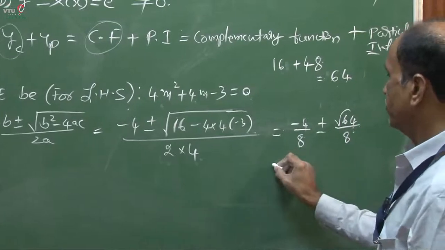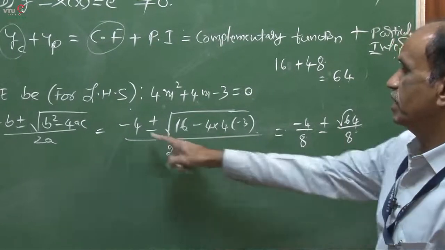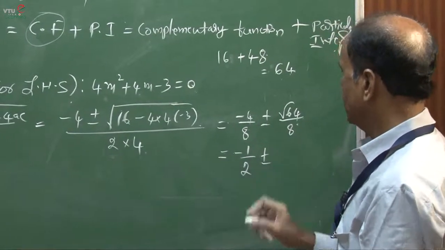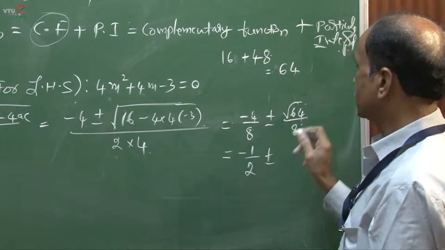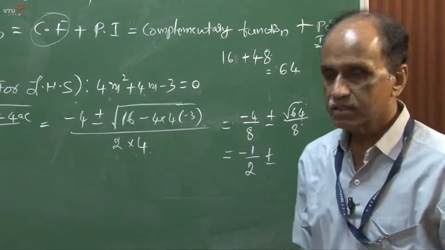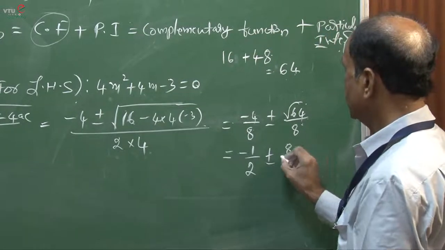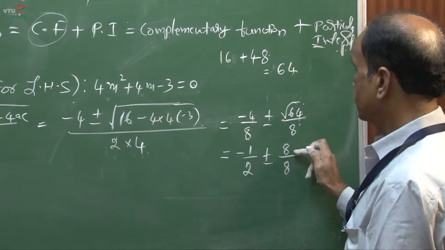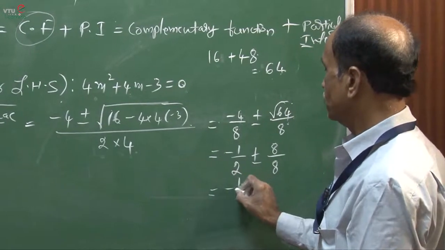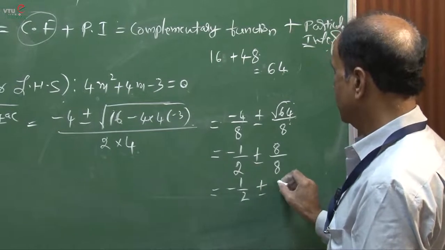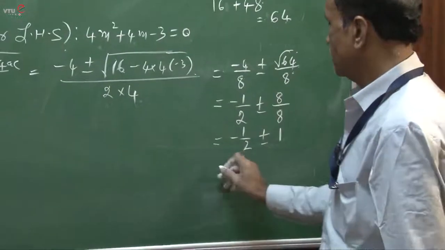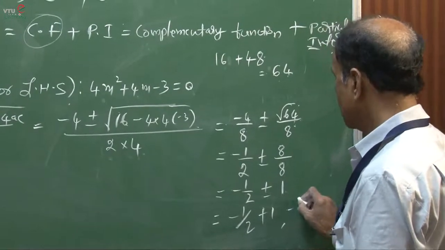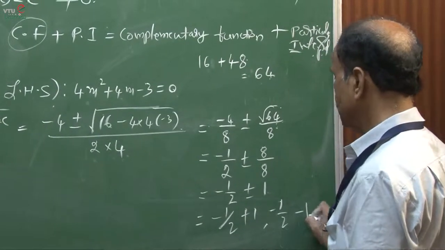What is this value finally? 4 divided by 8, you are getting minus 1 by 2, and plus or minus square root of 64, means 8 eights are 64. Therefore, 8 divided by 8 you are going to take. Square root of 64 is 8, and minus 1 by 2 plus or minus 1. Then minus 1 by 2 plus 1 comma minus 1 by 2 minus 1.